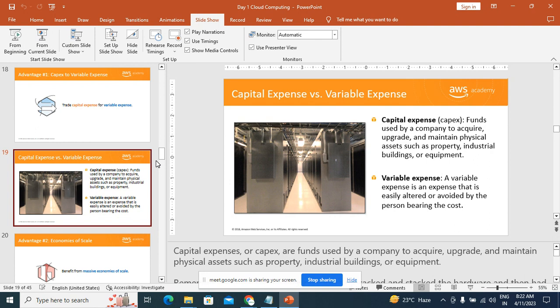Next, coming to variable expense: a variable expense is an expense that is easily altered or avoided by the person bearing the cost. In this case, you can take the example of AWS. AWS comes under variable cost. Why does AWS come under variable cost? Because you are not buying anything, you are not putting capital into it, you are not bringing any equipment. As the definition suggests, it is an expense that is easily altered or avoided by the person bearing the cost.